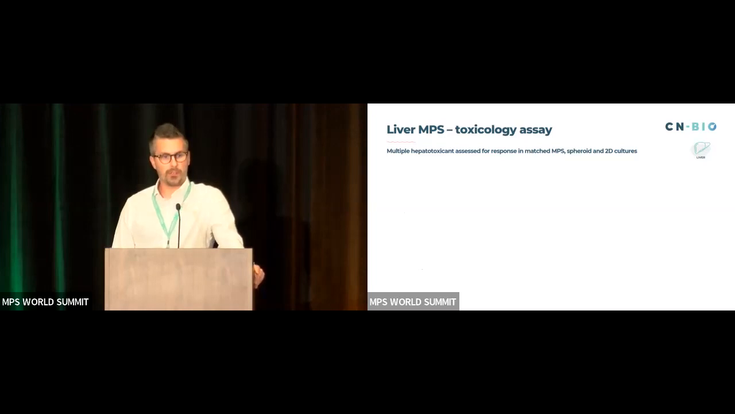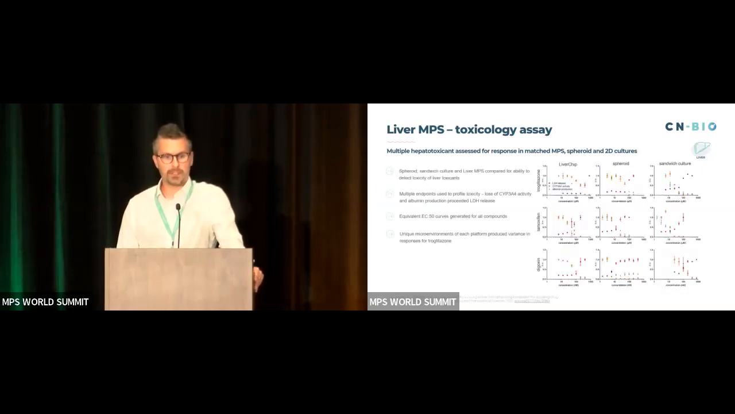Well, could it be used for toxicological assays and understanding how you could predict the toxicological response of a compound in the system in the same way that you more standardly do in 2D or spheroidal cultures? And again, the answer was yes. So we used a range of pro compounds. They were all, again, run in parallel through the three different models, the liver MPS, the spheroid, and the sandwich culture. And we could look at a wide variety of endpoints of biomarkers. We could see decrease in CYP activity and albumin, dose-responsive effects. We could see the production and release of LDH. And all the different systems were able to produce IC50 curves, which is a key fundamental of any liver toxicological assay.